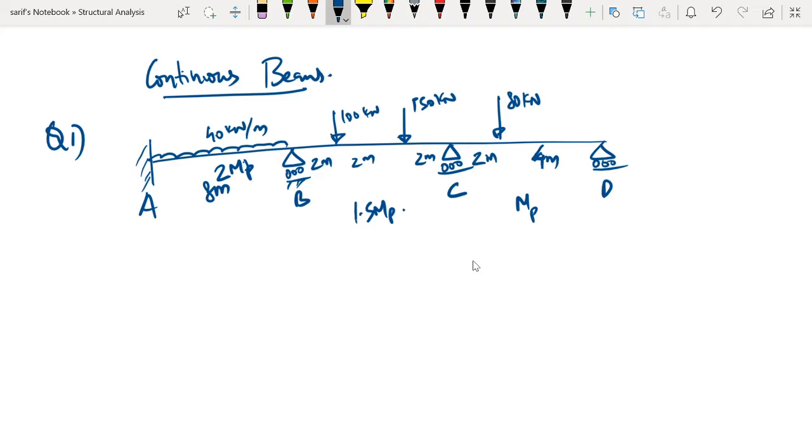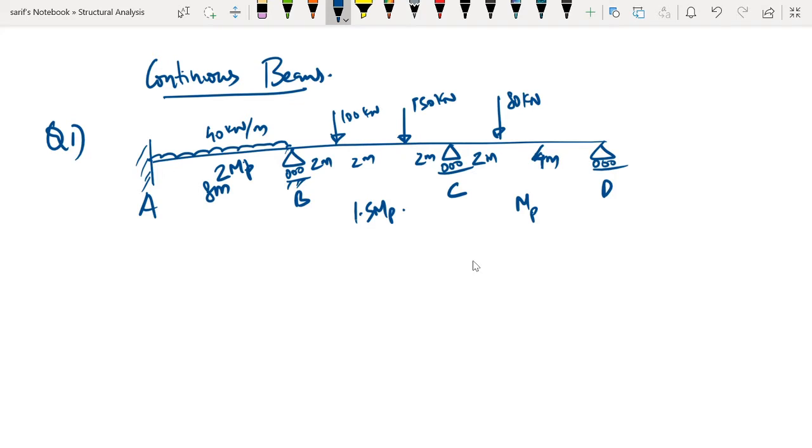So, span AB, BC, and CD, and each of the spans is having variable plastic moment capacities. So, AB is having a capacity of 2 MP, BC is having a capacity of 1.5 MP, and CD is having a capacity of MP. Now, the question is we need to find out the plastic moment capacity required for each of the sections.